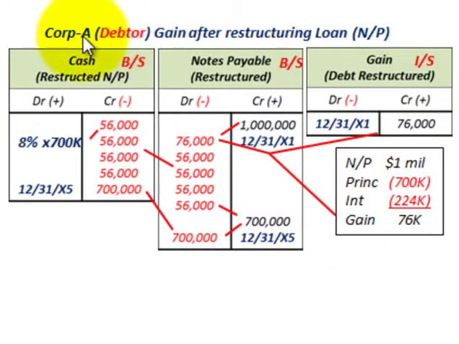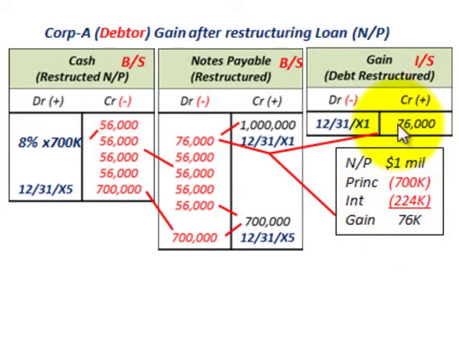Now let's look at how to record this, and we'll start with Corporation A, the debtor, and look at the gain here after restructuring this notes payable. So starting out with our gain on our income statement. At the restructuring date, 12/31/X1, they would have credited that for $76,000, and that's based on the fact that they had a note payable of $1 million, but they're only going to have to pay the principal amount back of $700,000 plus those interest payments of 4 years at $56,000 each per year, for $224,000. So what they're paying back is $76,000 less than the original amount that was owed, $1 million.